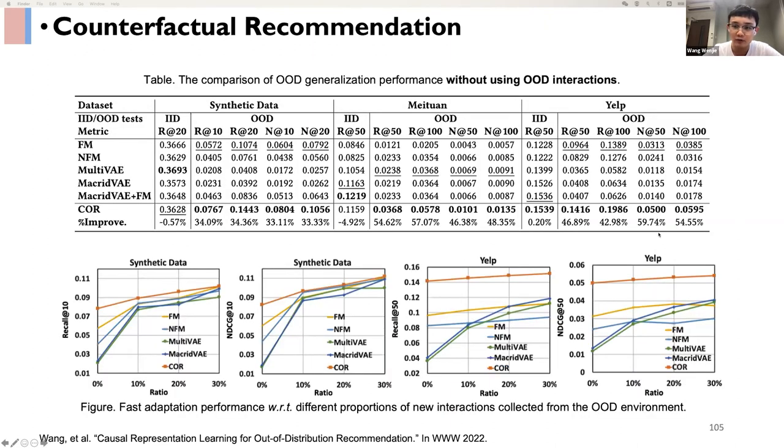From the results, we can see that the performance dropped from the IID to the OOD setting. It means that the distribution shift is quite large when the user feature is changed. And the proposed COR framework can easily achieve strong OOD generalization in the OOD environments.